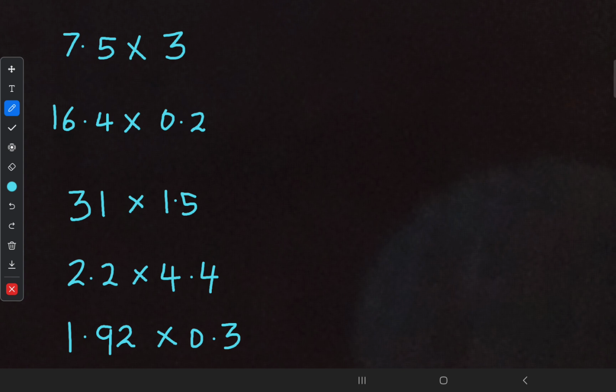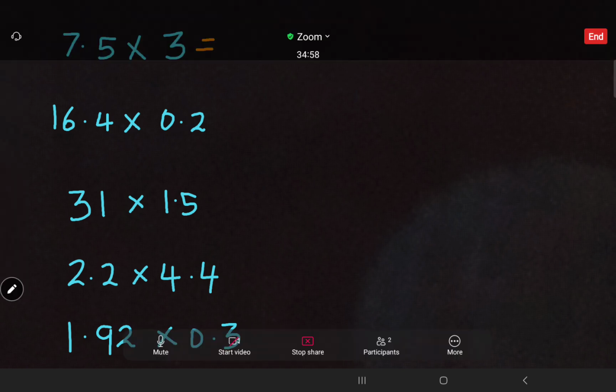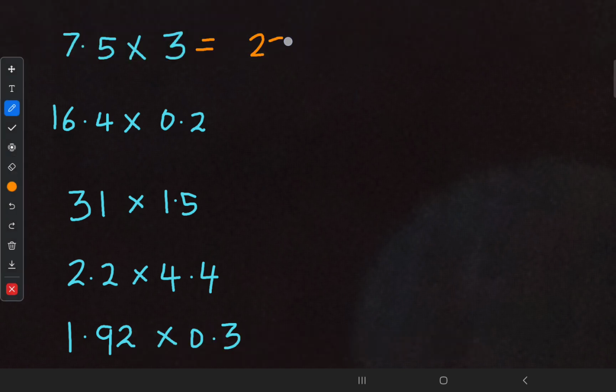In this case, 7.5 times 3, that means we have to multiply 75 times 3, which will give you 225. Here there is only one digit after the decimal point. Let's place our decimal here, so that we have one digit after the decimal point.